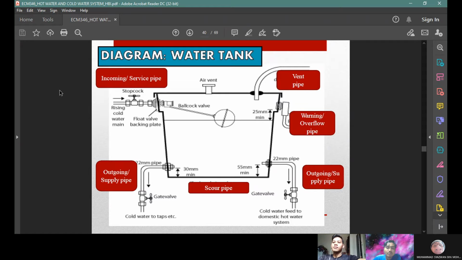what we call this, the ball. The function of the ball is to stop the water if the water level is at the maximum. And after we want to use it, the pipe that is connected to the water tank will be open to flow the water from the water tank. Next.